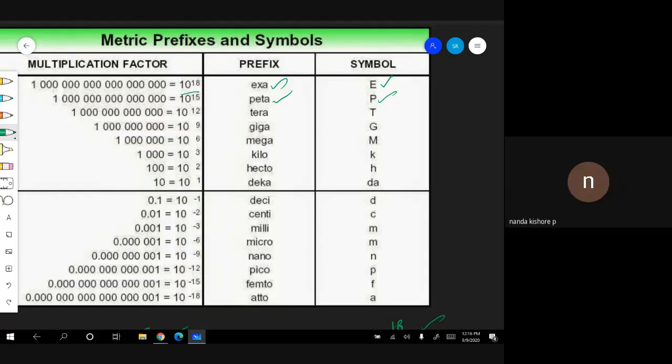1 peta, 10 power 15. 10 to the power of 15 meter. Not minus; these are very huge units we are dealing with here. Okay. Therefore, it is 10 power 15 meter.